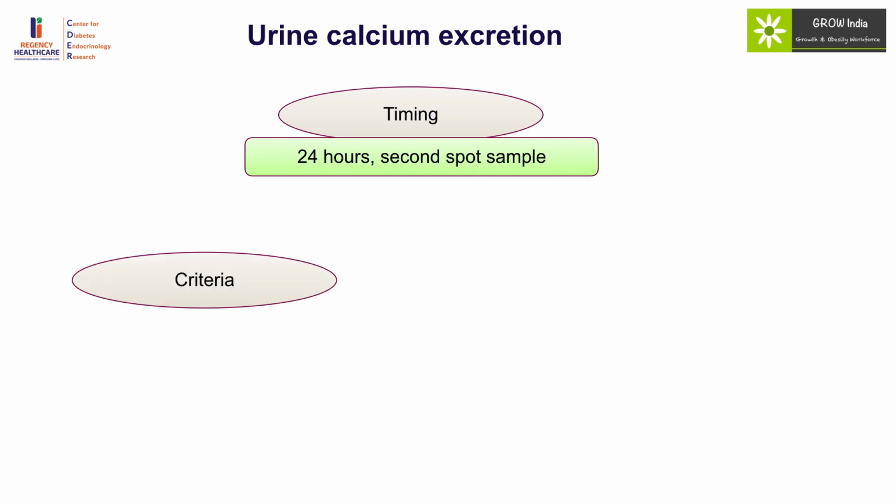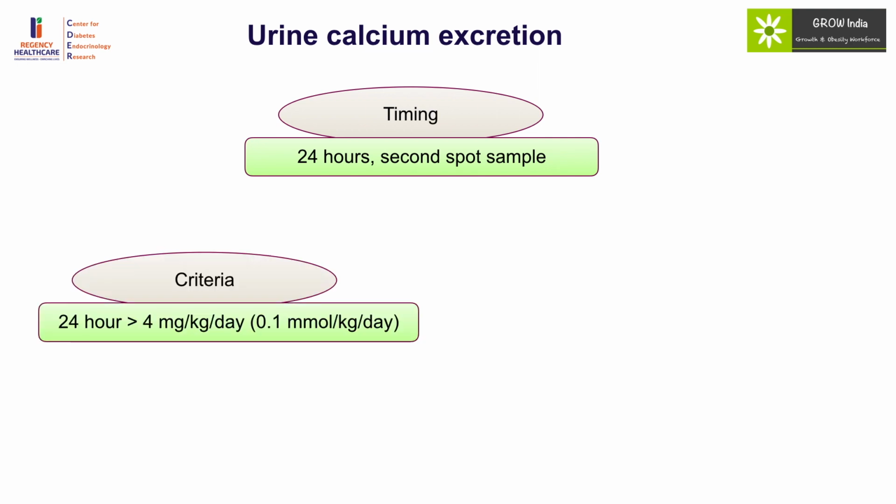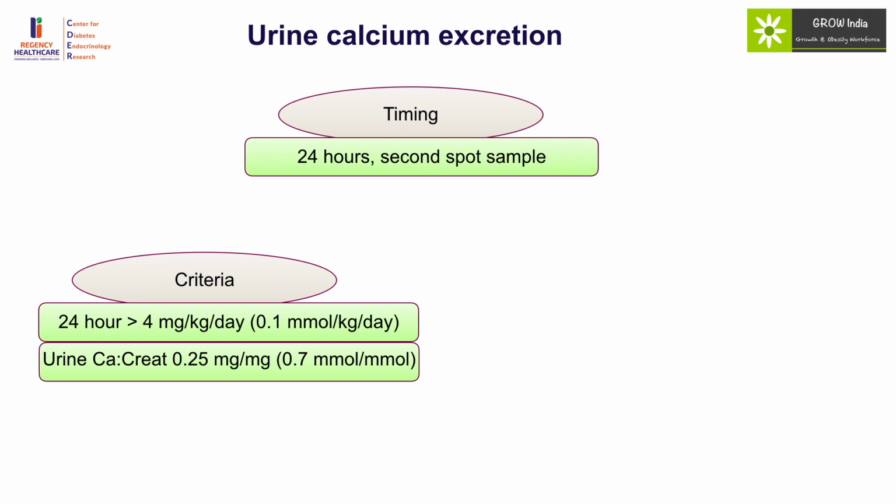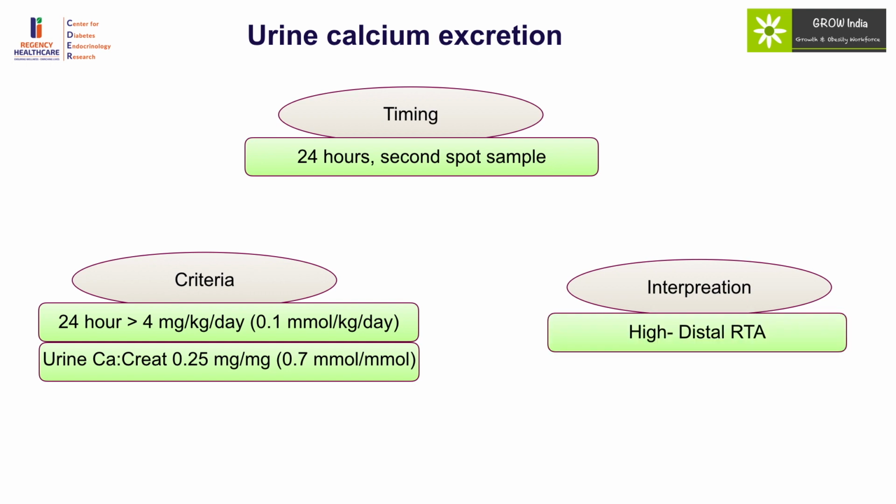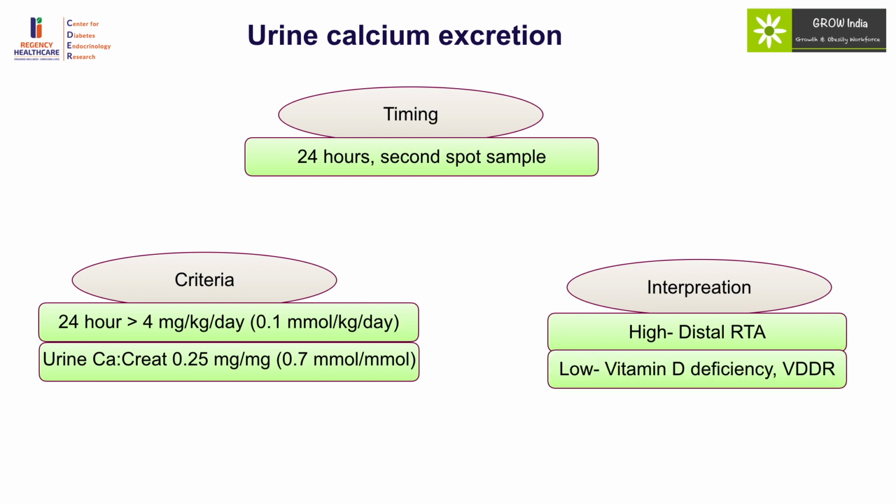The criteria for hypercalciuria include levels which are more than 4 milligrams per kilogram per day, and a urinary calcium creatinine ratio which is more than 0.2 milligram to milligram, or 0.7 millimoles to millimole, is considered to be hypercalciuria. In the setting of metabolic bone disease, high urinary calcium is indicative of distal RTA, while low is indicative of vitamin D deficiency or vitamin D dependent rickets.